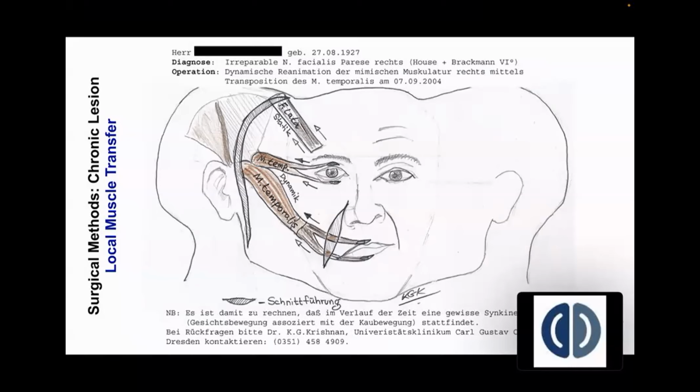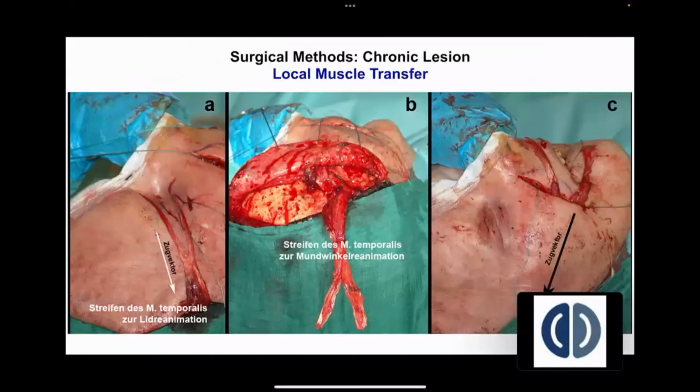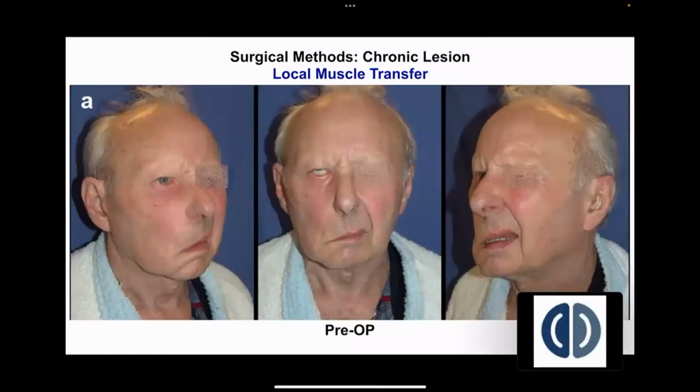And there we use the same muscle for both the oral commissure reanimation and the eyelid reanimation. Of course, during this kind of surgery, you do a corrective face lifting as well. So you showed this picture already before. Quickly, I'm just going to take you through. Here you see the intraoperative picture of how the temporal muscle has been turned over to reanimate both the eyelid and the oral commissure in an elderly patient.